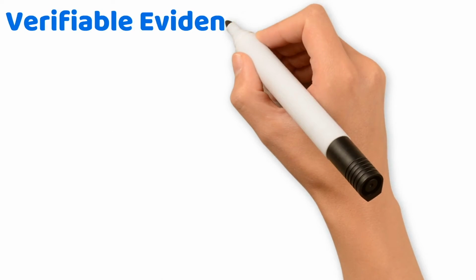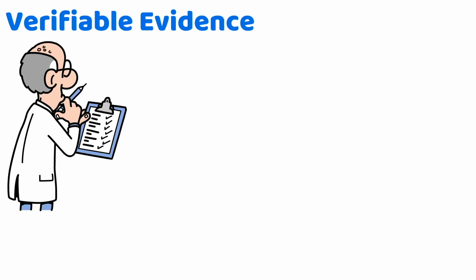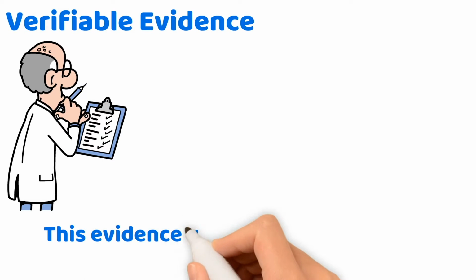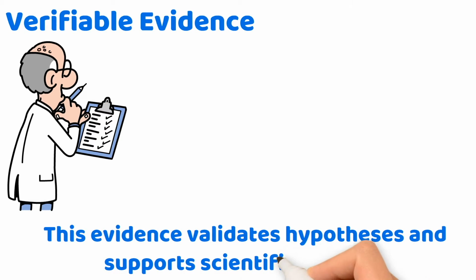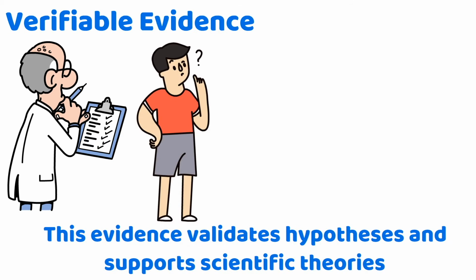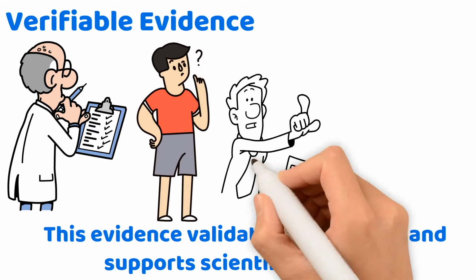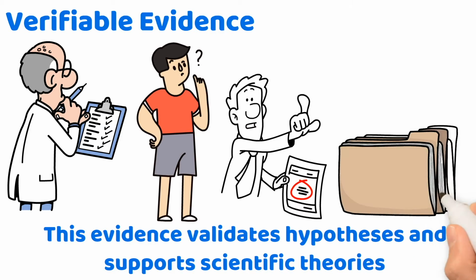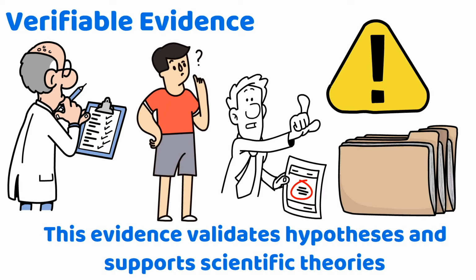Verifiable evidence. At the heart of scientific inquiry is verifiable evidence. This evidence validates hypotheses and supports scientific theories. We'll explore how to critically assess the sources of evidence, emphasizing the importance of peer-reviewed journals and primary data, which are fundamental in upholding the credibility of scientific claims.